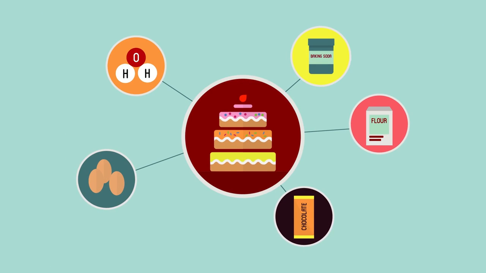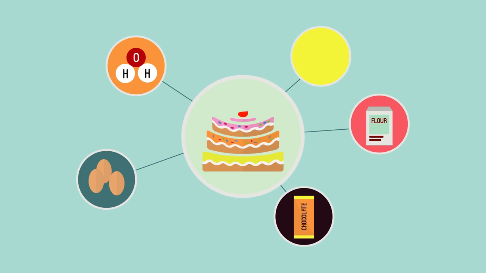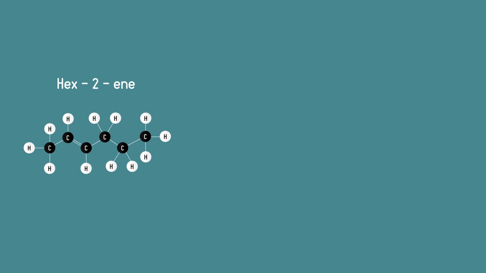Going back to the cake example, it wouldn't be a good idea to add all those ingredients but then find that one of them is not baked into your final cake. Here's a quick challenge for you. When an alkene, such as hex-2-ene, is hydrogenated in the presence of a metal catalyst, what is the product? Pause, think and resume when ready.